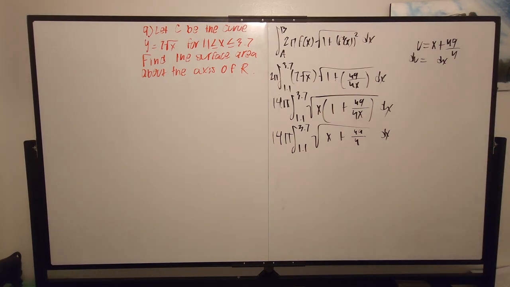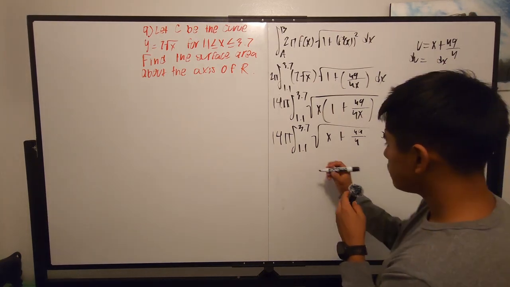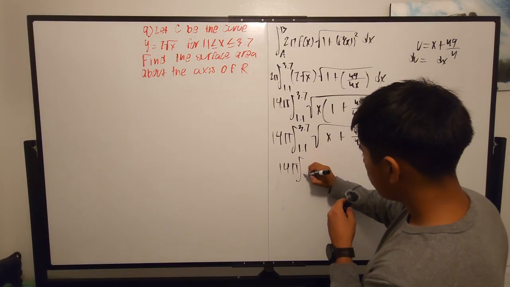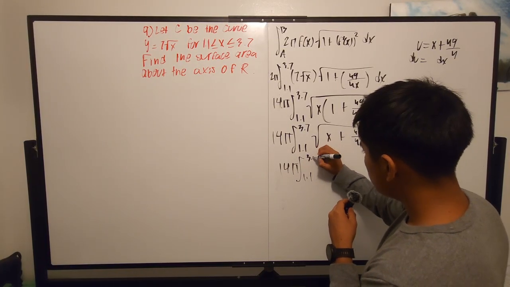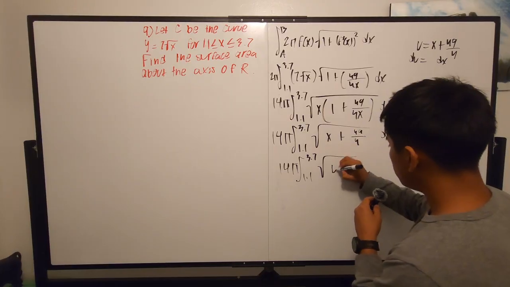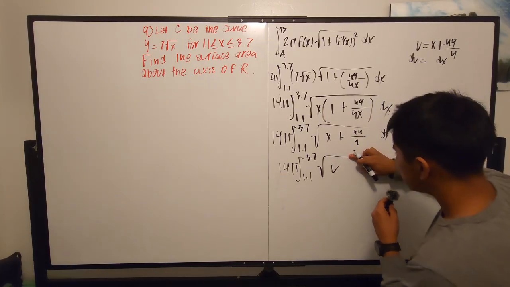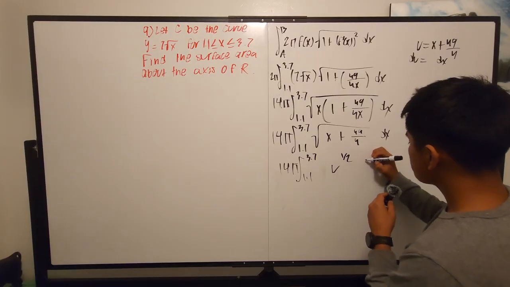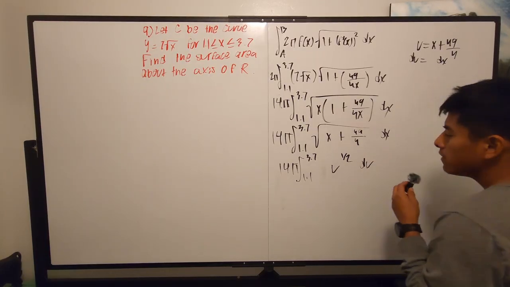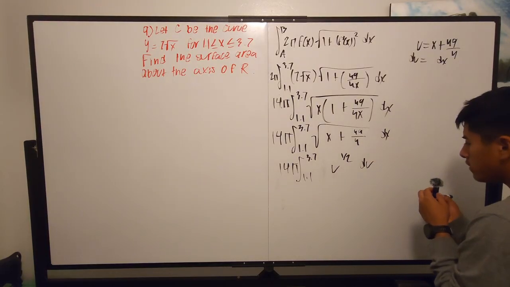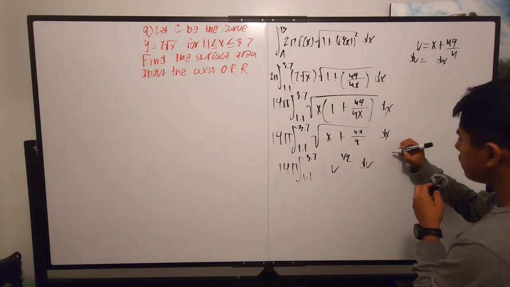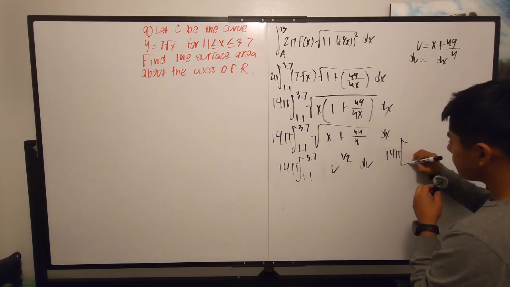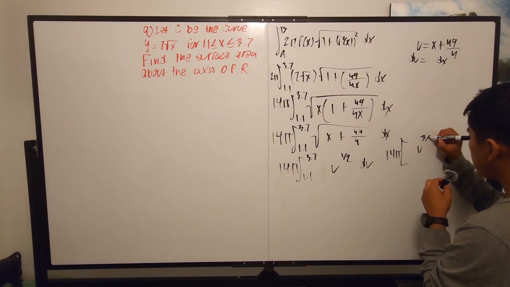So now we can do this. So we have 14 pi from 1.1 to 3.7 square root of u, or I'm actually going to go ahead and rewrite that already, u to the 1/2 du. And now we just do a reverse power rule here. We are going to end up with 14 pi u to the 3/2.